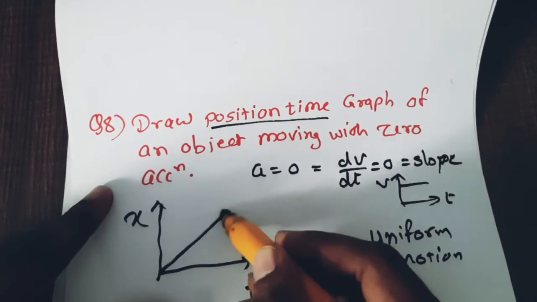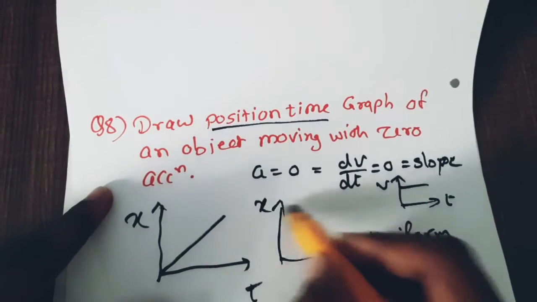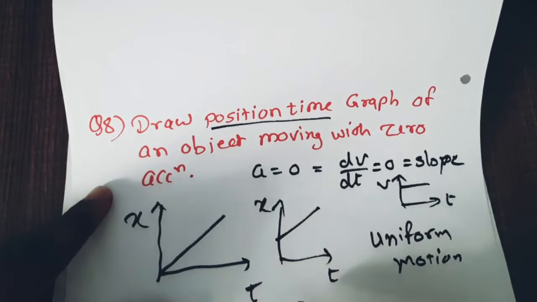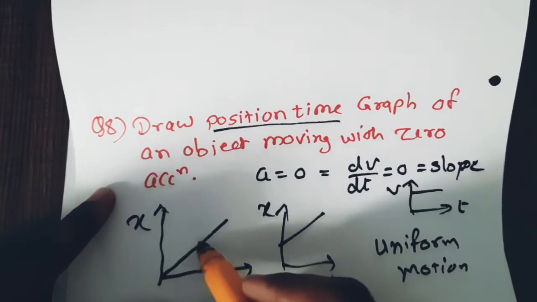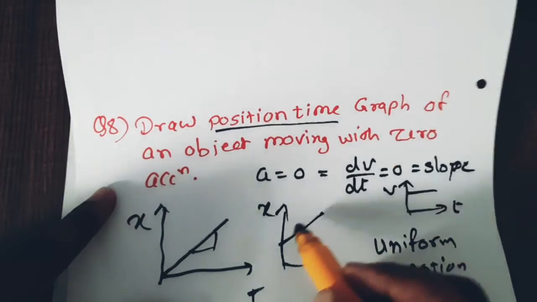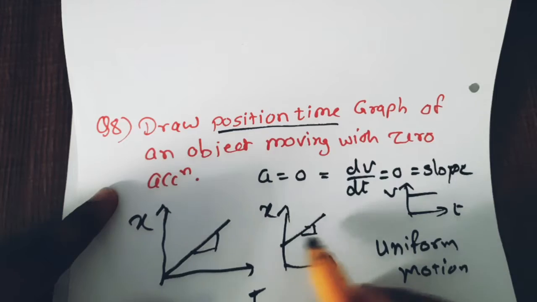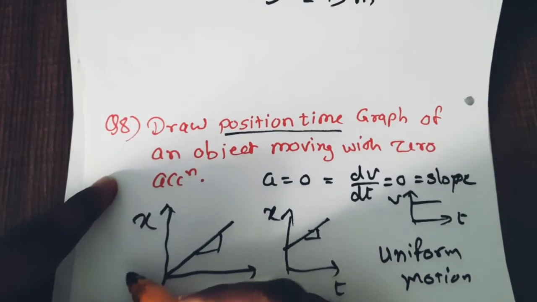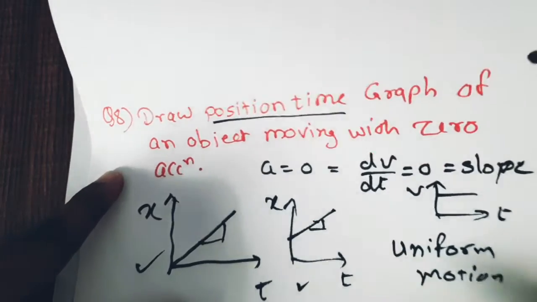So graph will look like this, either this one, or we can also say that the graph could be like this also. In both the cases the velocity is this slope and it will be a constant value. Since slope of a straight line is constant, so velocity in these both cases is constant. So this is also correct answer and this is also correct answer. So we get two possible answers here.